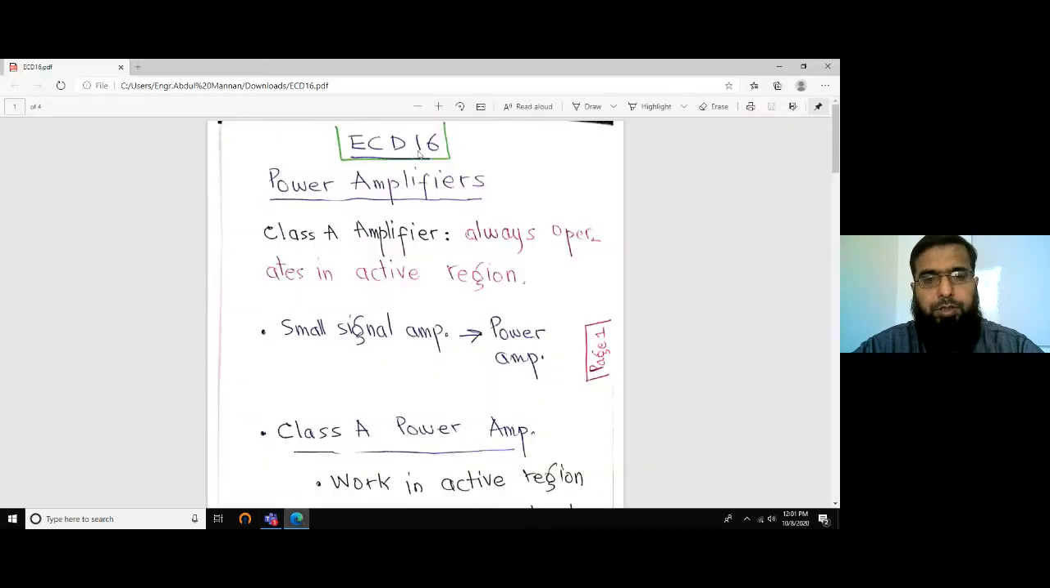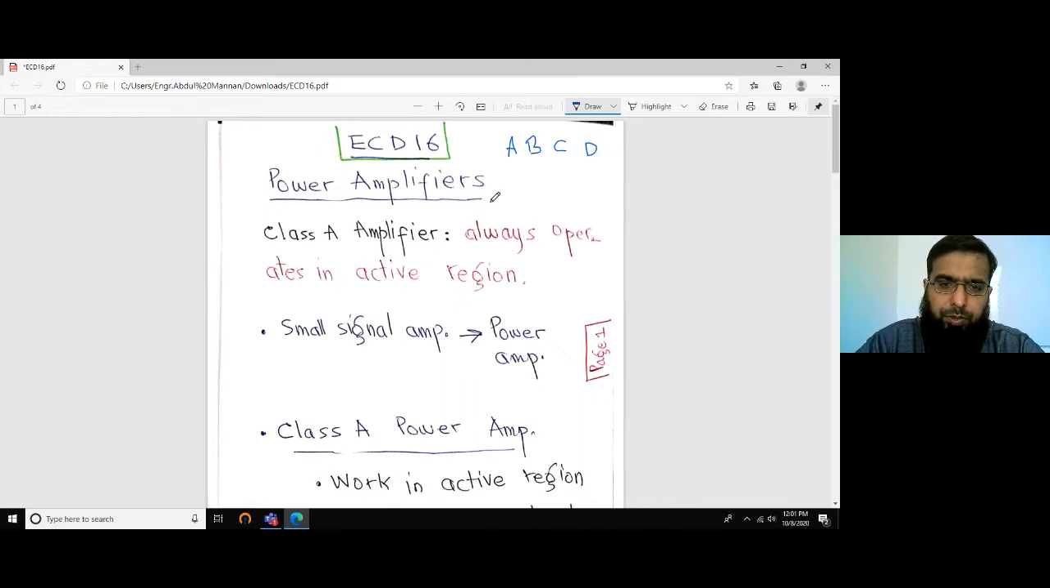Welcome to the 16th lecture. We will study power amplifiers from this lecture onwards, and we'll study four types of power amplifiers, namely class A, B, C, and D types of power amplifiers.